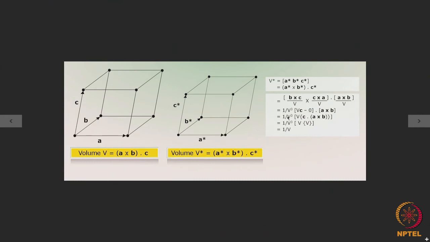So, we have got 1 upon V cube, and this product we know is V c dot A cross B, and we know that C dot A cross B is again V. So, it will be 1 by V cube multiplied by V into V, that means it becomes 1 by V. So, the volume of the unit cell in the reciprocal lattice is the reciprocal of the volume of the unit cell in the real lattice.